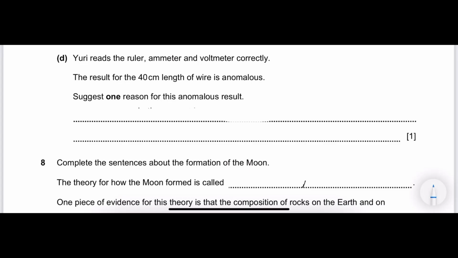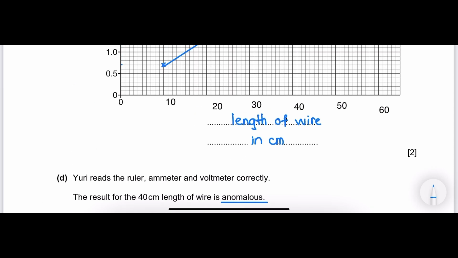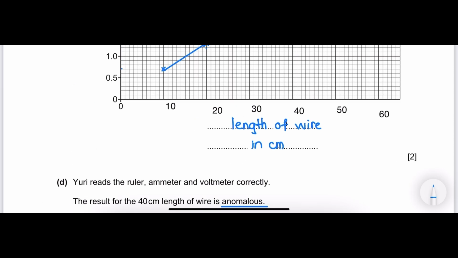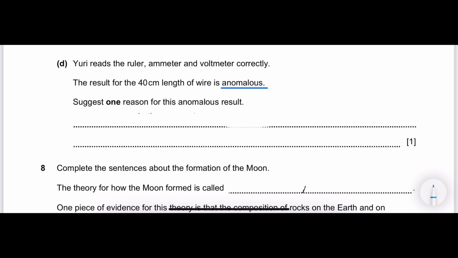D. An anomalous result is a value that doesn't fit the pattern. In this case, the result for the 40-centimeter wire seems too different from the trend. One possible reason for this anomaly is that the wire heated up or left the circuit on between taking the readings.